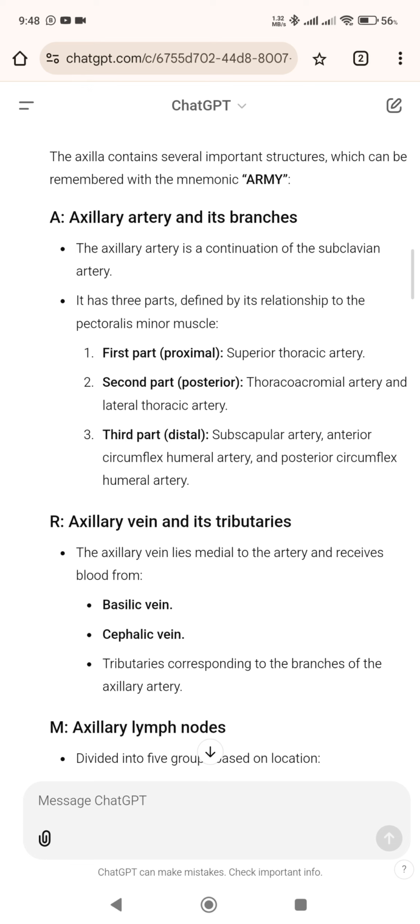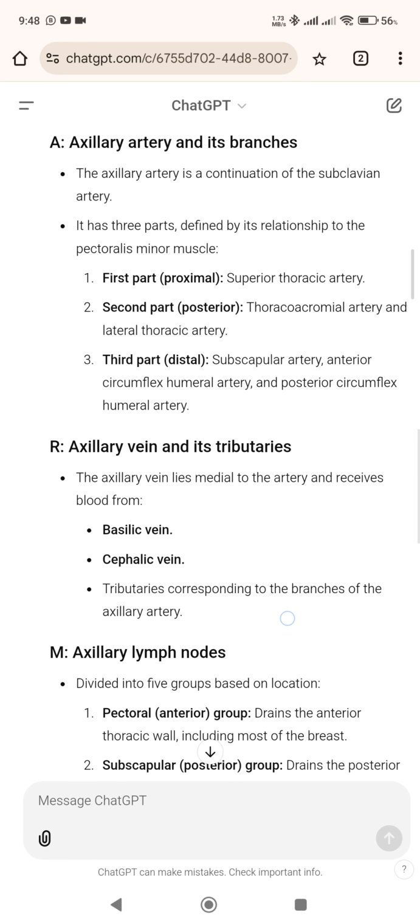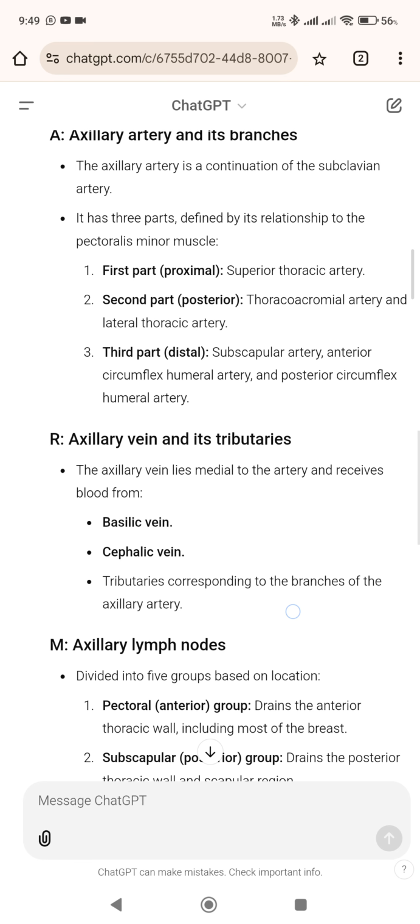1. First part, proximal: superior thoracic artery. 2. Second part, posterior: thoracoacromial artery and lateral thoracic artery. 3. Third part, distal: subscapular artery, anterior circumflex humeral artery, and posterior circumflex humeral artery. V, axillary vein and its tributaries. The axillary vein lies medial to the artery and receives blood from the basilic vein, cephalic vein, and tributaries corresponding to the branches of the axillary artery.